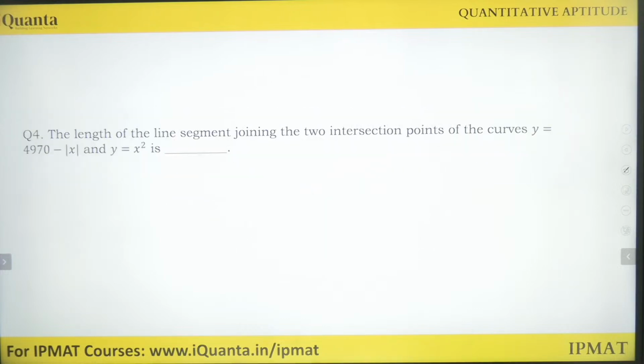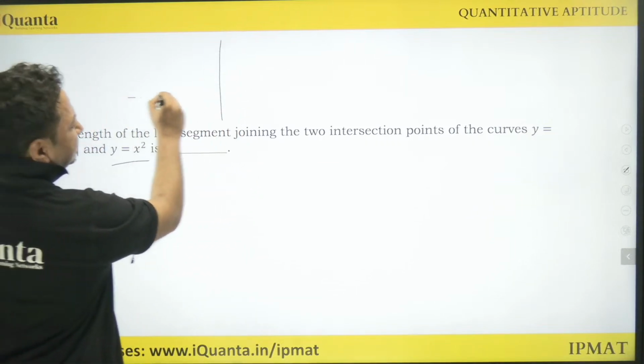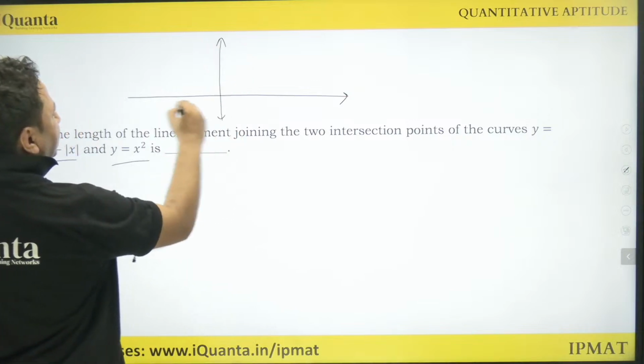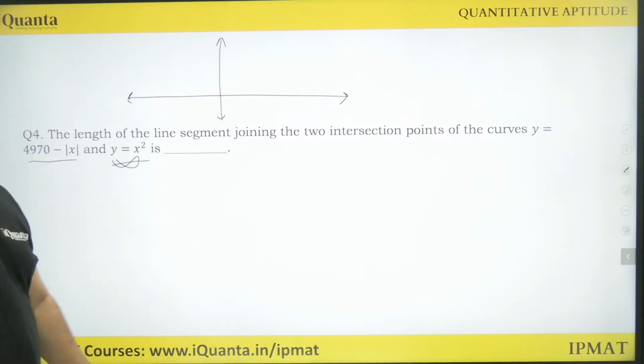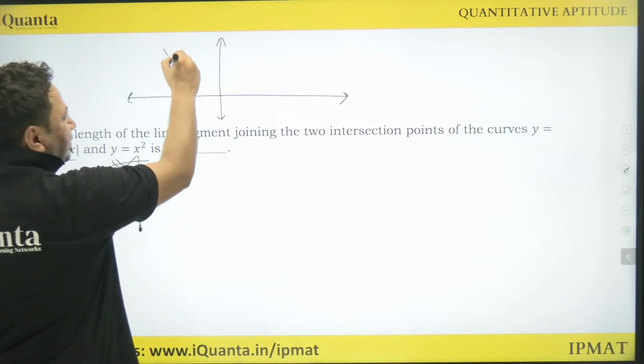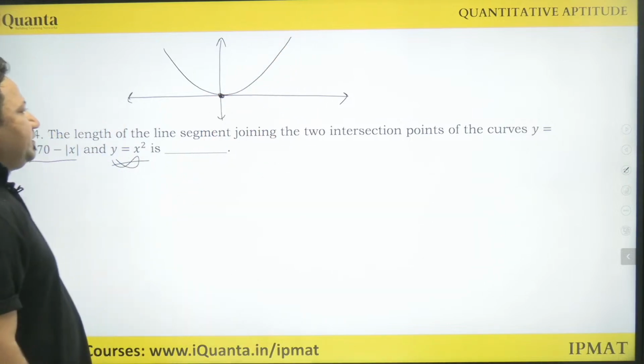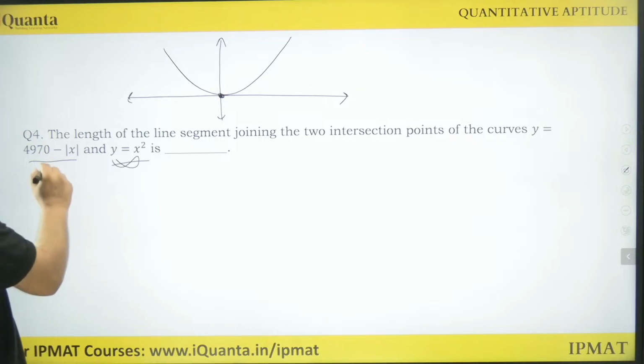Okay, next one. The length of the line segment joining the two intersection points of the curves y equal to 4970 minus mod x and y equal to x square is what? Okay, so let us try to draw the graph. Y equal to x square is a parabola whose vertex is here, and 4970 minus mod x is what we have to draw over here.